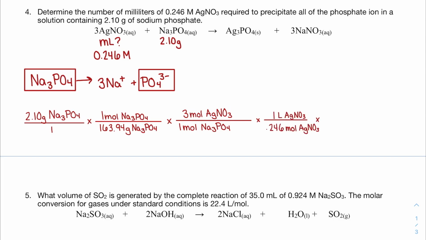And then the next step I can look at is the molarity. So I know that I have 0.246 moles of silver nitrate per 1 liter of silver nitrate from that molarity. And then I need it in milliliters. So I'm going to do one last conversion, which is that 1 liter has 1,000 milliliters in it, and go ahead and plug that into the calculator. And the final answer should be 156 milliliters of silver nitrate at a concentration of 0.246 molar would be required in order to fully precipitate out all 2.1 grams of sodium phosphate's phosphate ions.